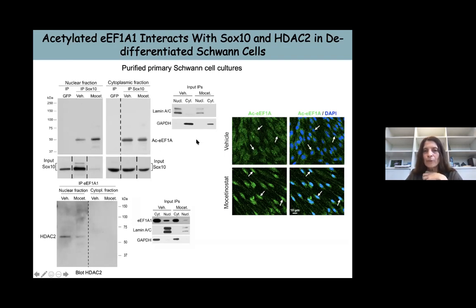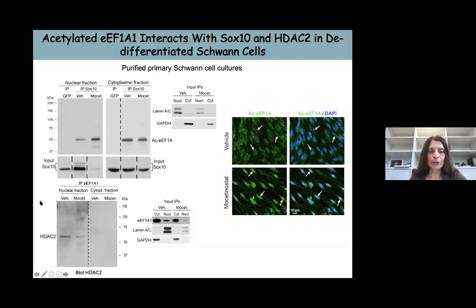And when we treat the cells with the HDAC1/2 inhibitor mosetinostat, you can see the levels of acetylated EF1A are very strong, very much increased. And acetylated EF1A is localized in the nucleus, but also in the cytoplasm, in both compartments. So this treatment with mosetinostat increases even further the interaction between acetylated EF1A and SOX10. You can see the SOX10 levels are very low in the nuclear fraction, but still you have more interaction.